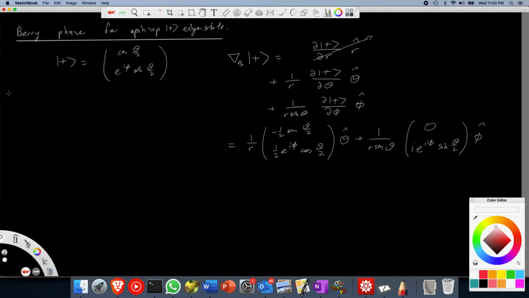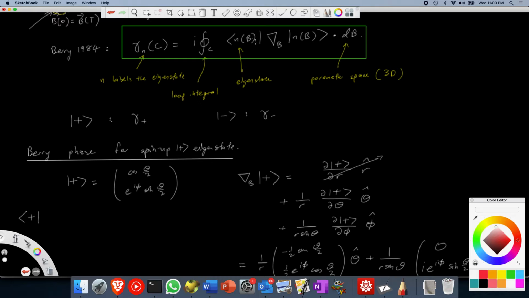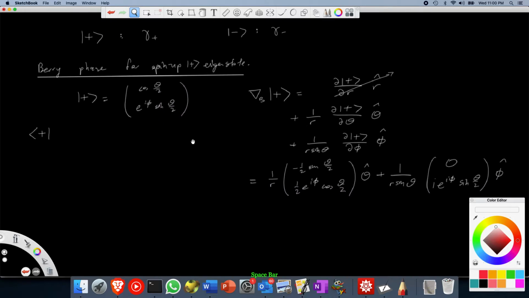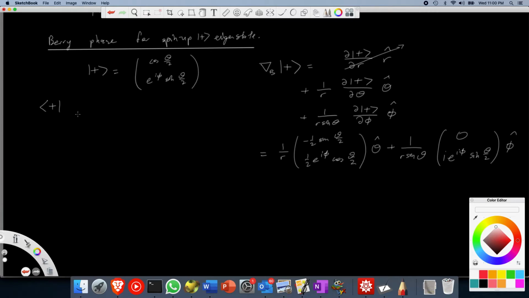Then we see that in the calculation we also need to take the bra of the eigenstate, the Hermitian conjugate transpose. That would be cosine theta over 2, which doesn't change because it's real, and e to the power minus i phi, because this is the conjugate of e to the power i phi, sine theta over 2. So with this expression and this expression, we can multiply the two of them together.